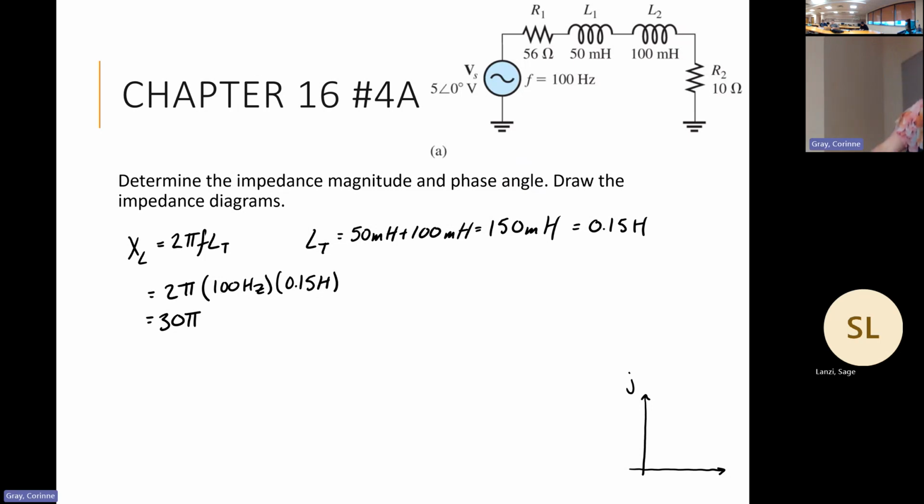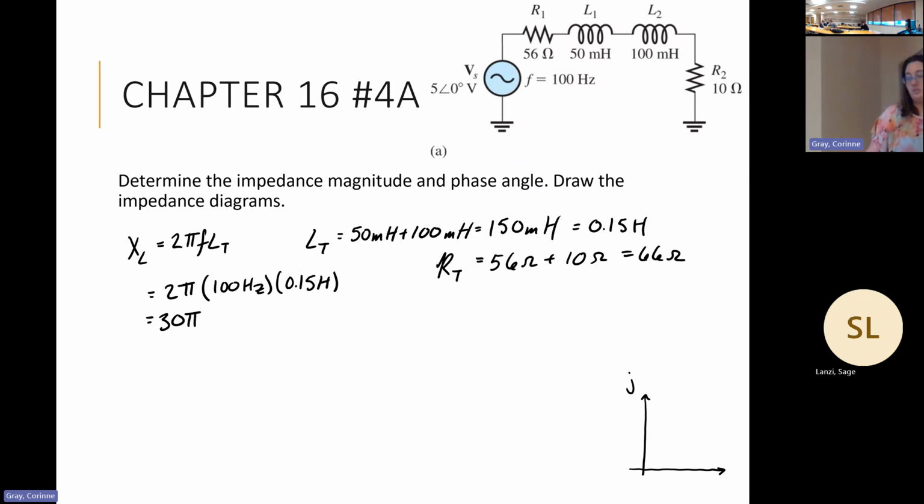What's the next thing we should probably do before we get to Z? Yeah, that's what I'm looking for. I want impedance, that's Z. These are in series here, so how do I find the total value? 56 ohms plus 10 ohms, 66 ohms.